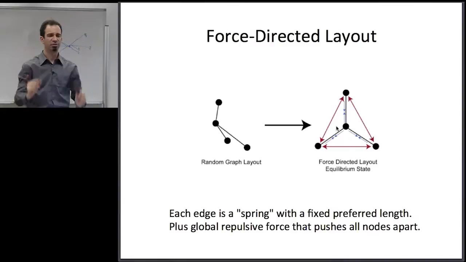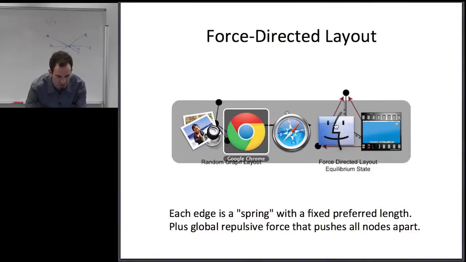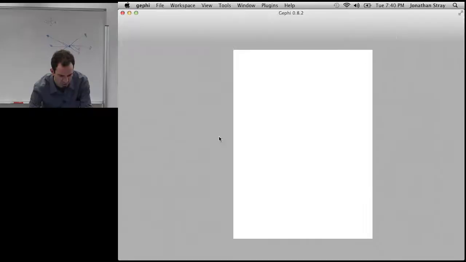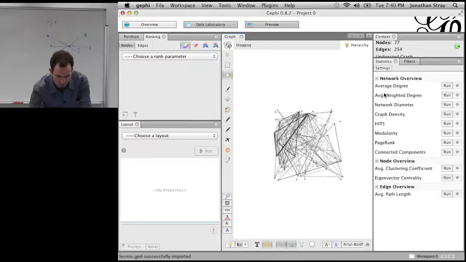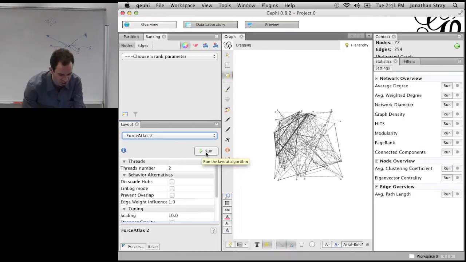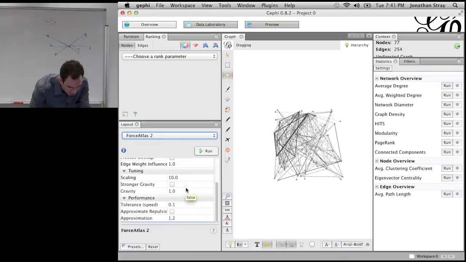And I can actually do this. I'm going to open up this data file that we're looking at right now, and I'll run it for you. So there it is, and I'll take this layout. Force Atlas and Force Atlas 2 are this force-directed algorithm. So watch, because it'll go fast, but you'll see it. Actually, maybe I can slow it down. There we go. I've made it 10 times slower.